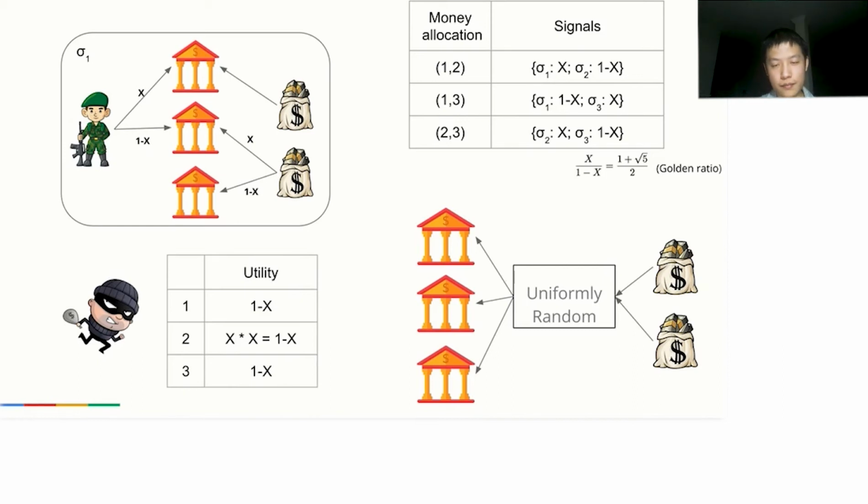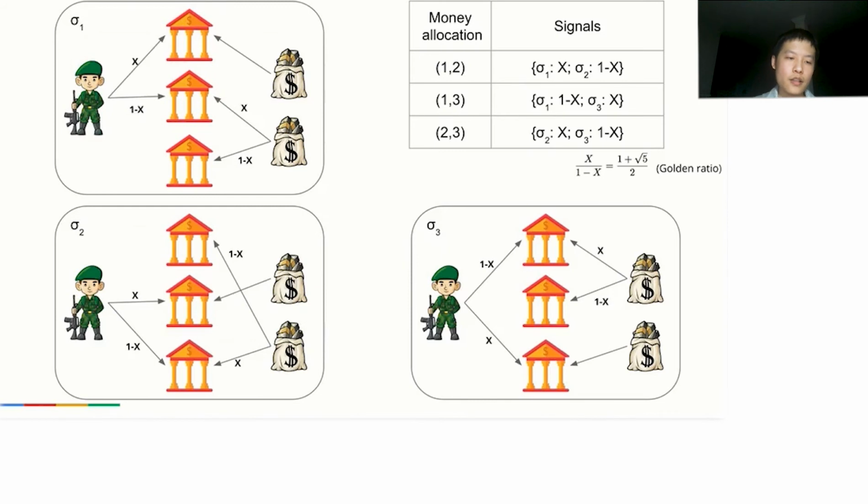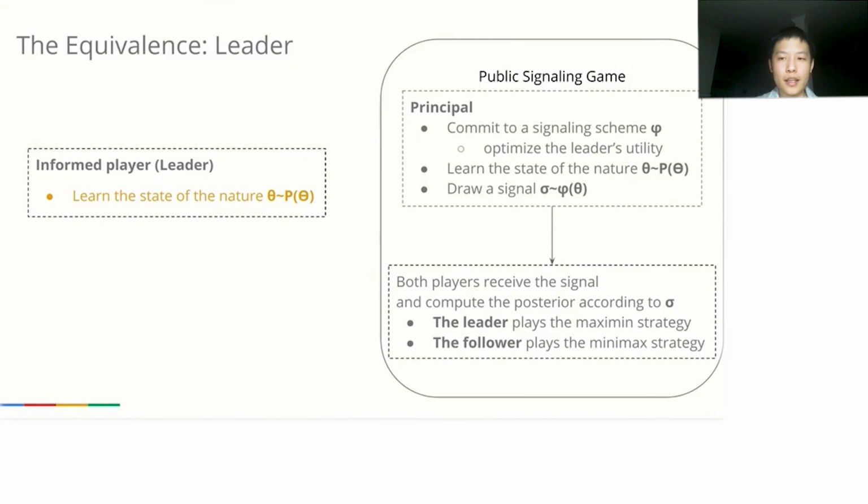For the other two signals, the posteriors are identical to that of signal sigma 1 up to symmetry. As a result, the defender's optimal strategy is also identical up to symmetry. Now we have the optimal signaling scheme. Then we are going to use this public signaling scheme to construct the optimal strategy for the leader. After learning the state of nature, the leader will invoke the optimal public signaling scheme.